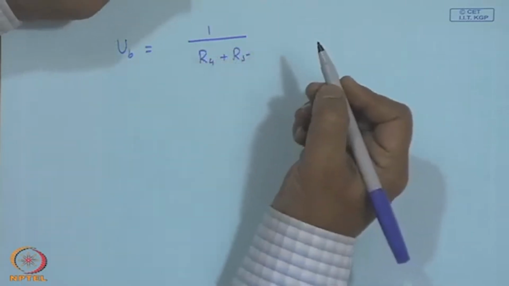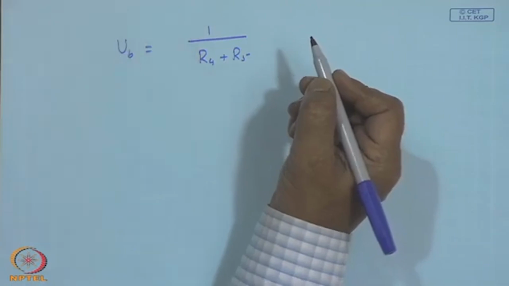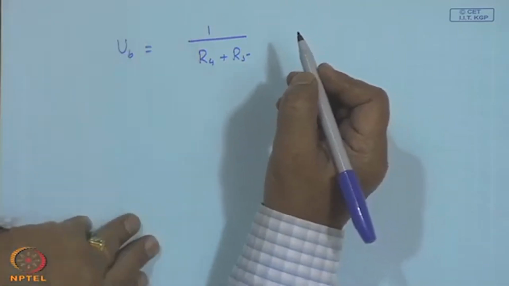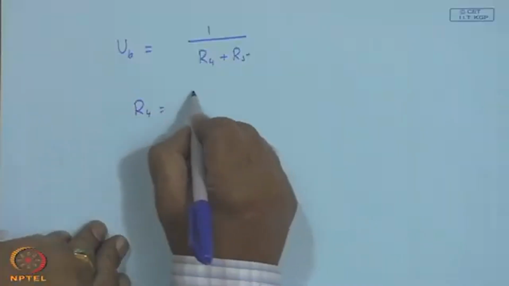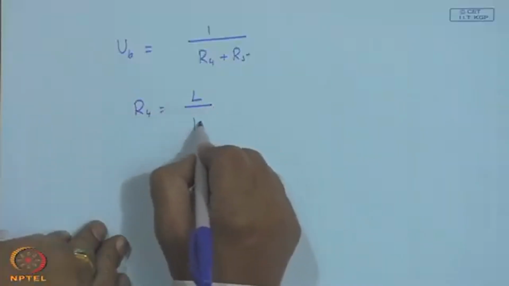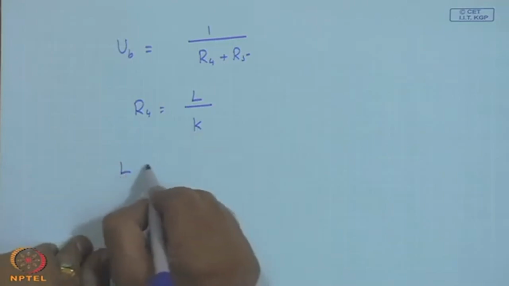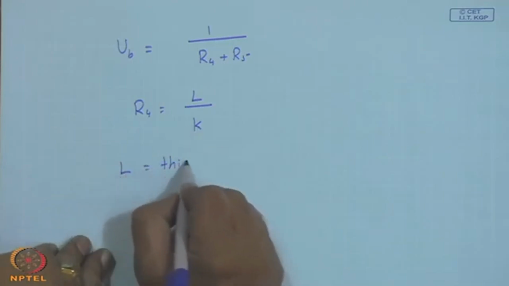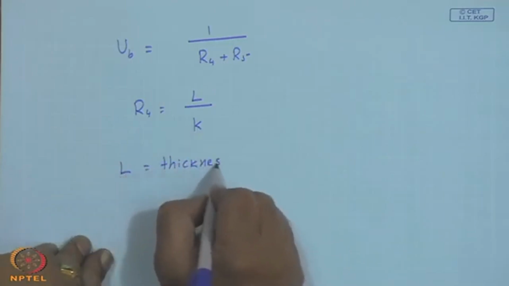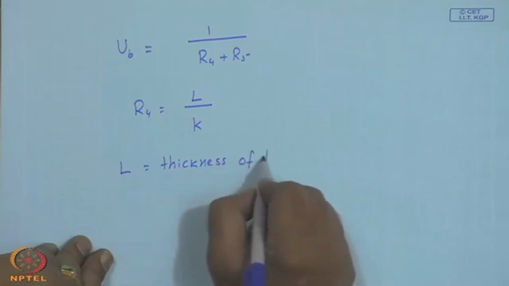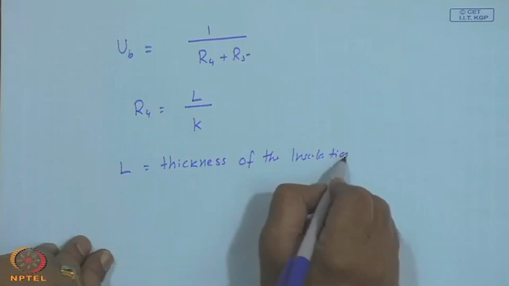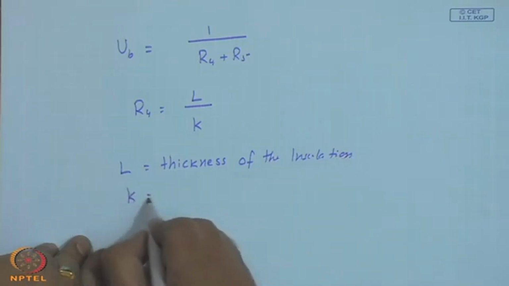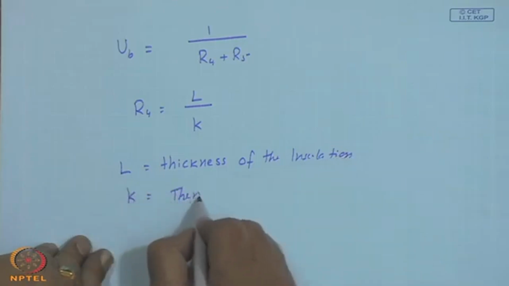It is R 4 plus R 5, where R 4 is the conduction resistance and R 5 is the convective plus radiation resistance, and R 4 is given by L upon K, where L is the thickness of the insulation and K is the thermal conductivity.